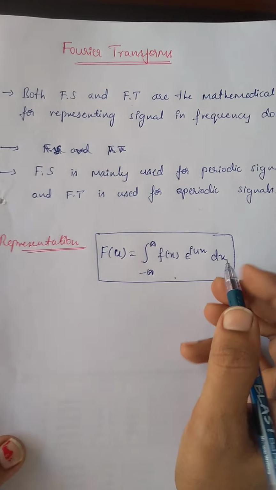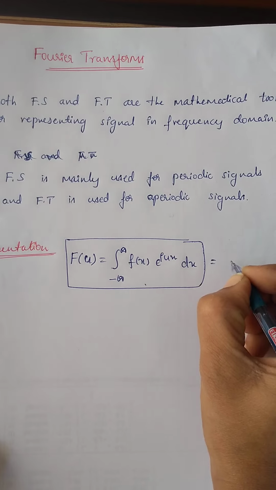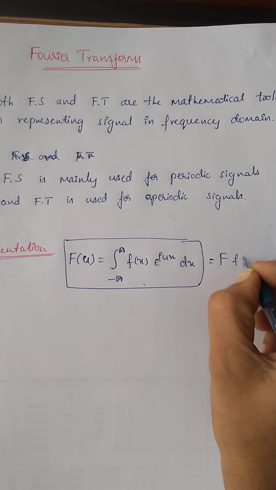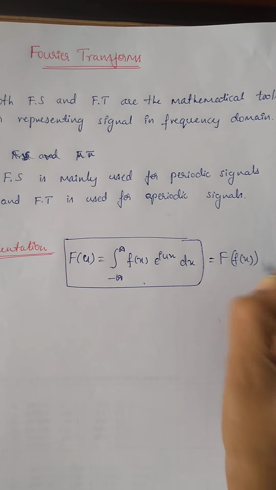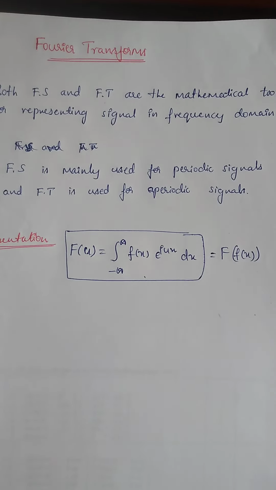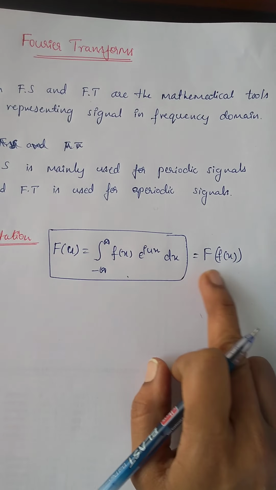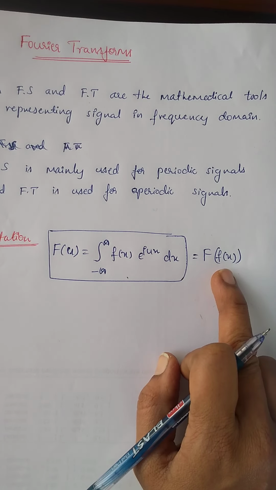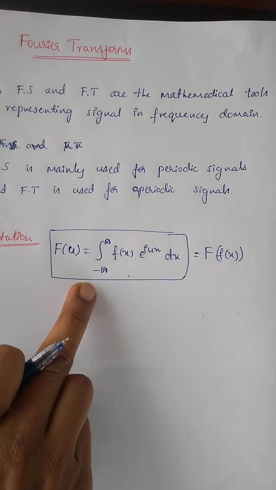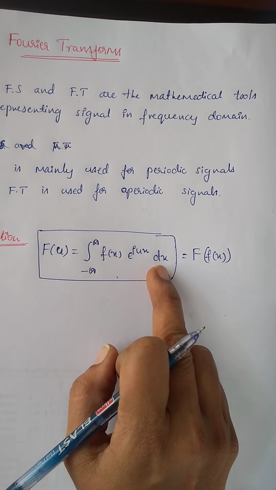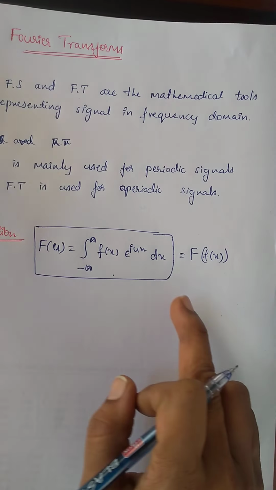The Fourier transform can also be represented by one more notation, capital F of small f of x. So the Fourier transform we can represent by capital F of u or capital F of small f of x, is equal to the integration from minus infinity to infinity of f of x e to the power of iux dx. With respect to x we should integrate.